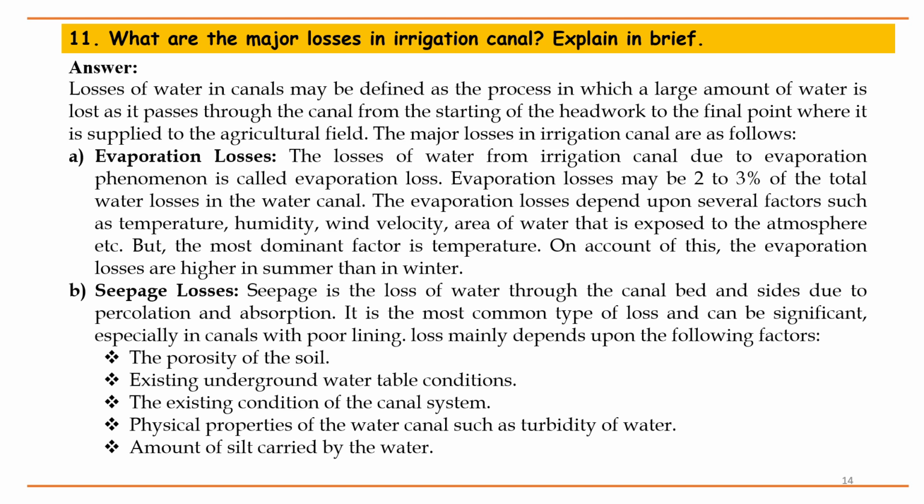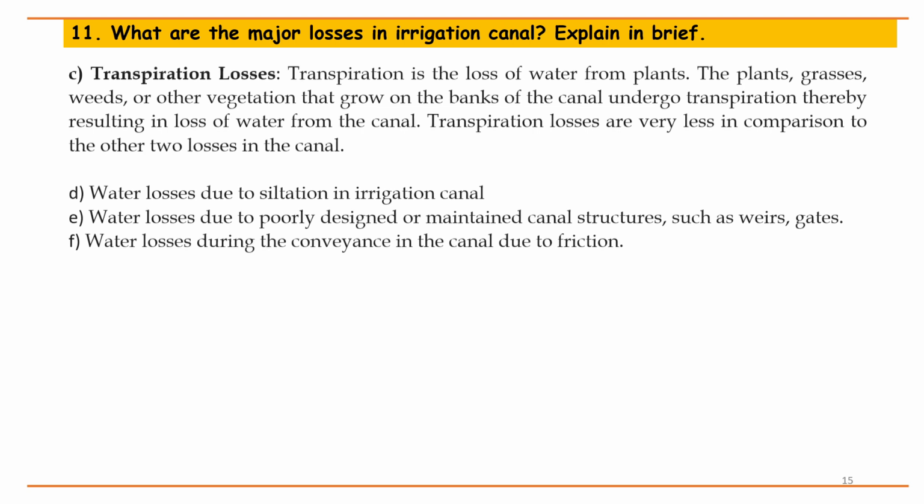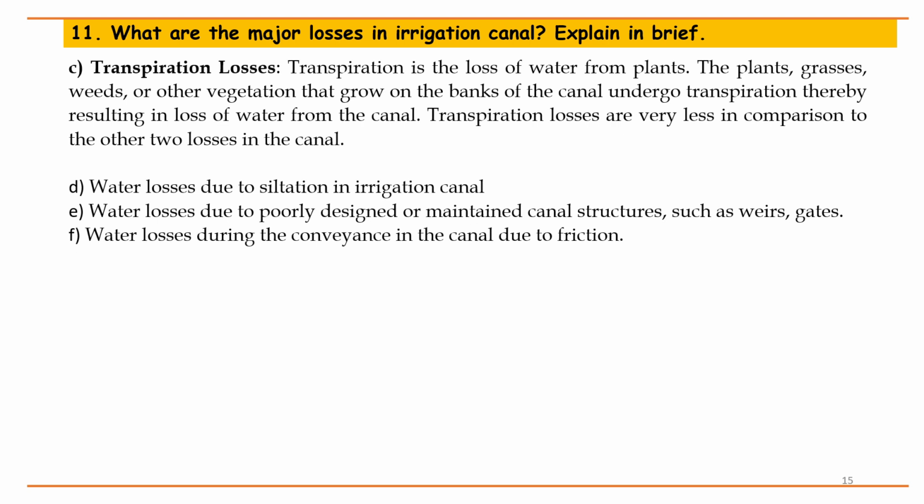B. Seepage losses. Seepage is the loss of water through the canal bed and sides due to percolation and absorption. It is the most common type of loss and can be significant, especially in canals with poor lining. Loss mainly depends upon the following factors: the porosity of the soil, existing underground water table conditions, the existing condition of the canal system, physical properties of the water such as turbidity of water, amount of silt carried by the water. C. Transpiration losses. Transpiration is the loss of water from plants.